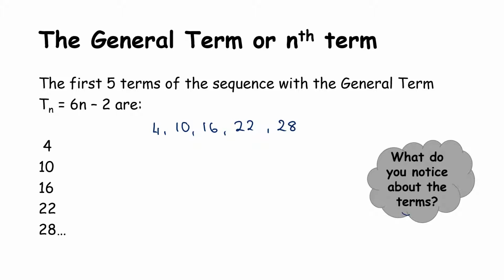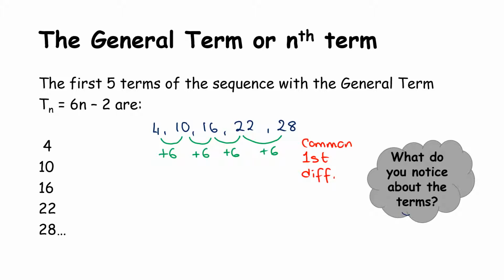And I'm going to check the first thing that we will always check when we're dealing with a sequence, and that is my first difference. What do I do? I'm adding a 6 here, adding a 6, adding a 6, adding a 6. Okay, so we have a common first difference, and that common first difference is 6.